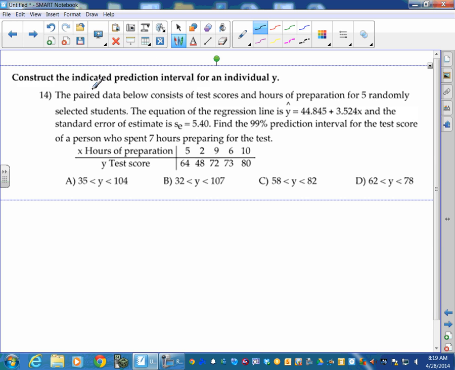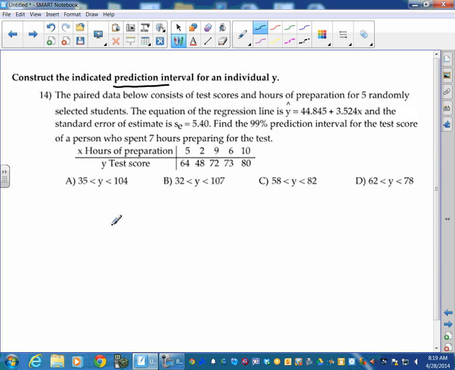Construct the prediction interval. Do you remember what the prediction interval is? Y hat minus E, and then Y hat plus E. It looks like they're giving you the standard error of estimate, 5.4. Or are they? The 99% prediction interval for the test score, spending hours on the test, Y hat.